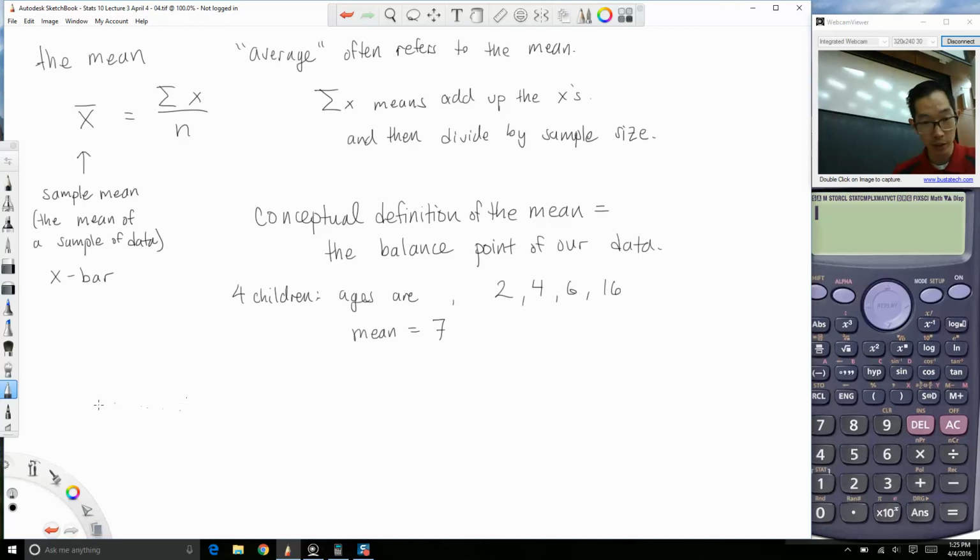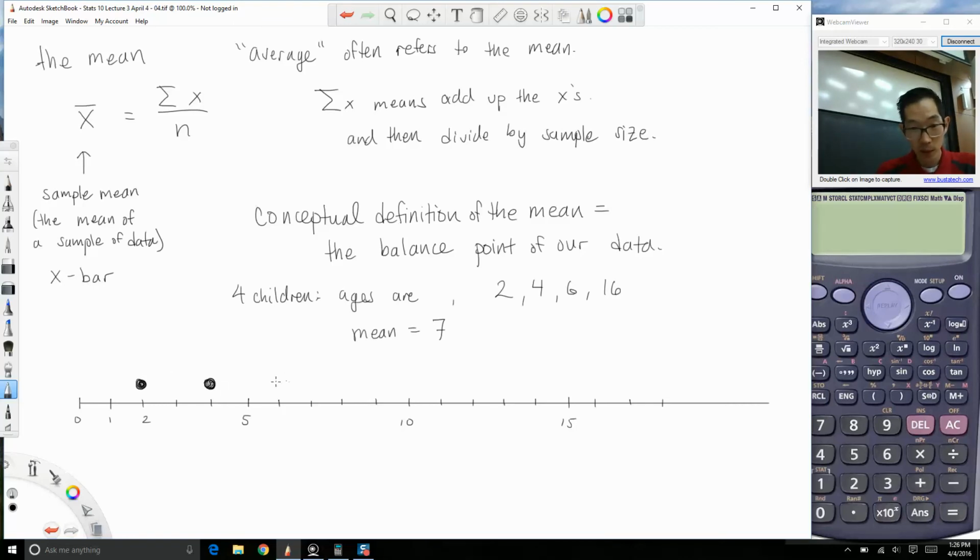All right, so visually or conceptually, we can think of this as, I'm going to create a number line here. 0, 1, 2, 3, 4, 5, 6, 7, 8, 9, 10, 11, 12, 13, 14, 15, 16, 17, 18. Okay, so I'm going to just create a dot plot here. And I'm going to make my dots extra large here. So I've got 2, 4, 6, and 16. Okay? So this is my dot plot.